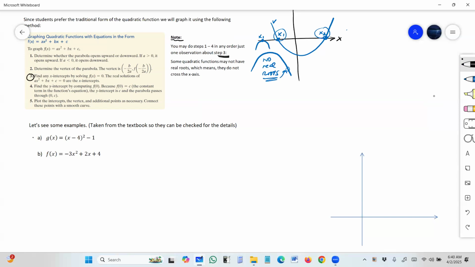All right, so let's take a look at example A. Notice that in example A, the function is given to you in standard form, so I need to put it in the traditional form. This is my step 0. Okay, so (x minus 4) squared is just (x minus 4)(x minus 4), and I'm going to FOIL it. So that would be x squared minus 4x plus 16 minus 1. We'll combine like terms.